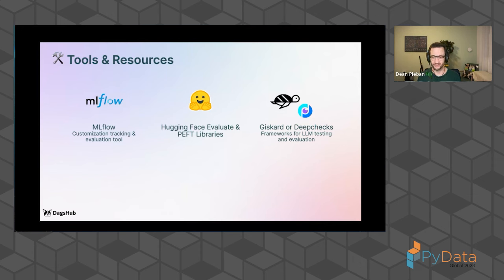Giskard is an open source library that integrates with MLflow and provides interactive reports as well as metrics that utilize LLM explainers, standard metrics, and more, and will help you get started quickly. And DeepChecks is a hosted platform that does that.